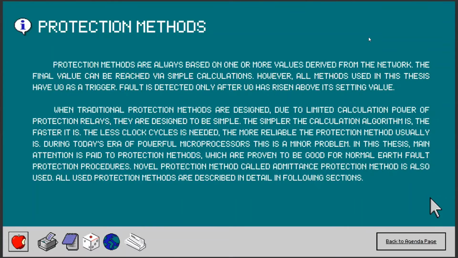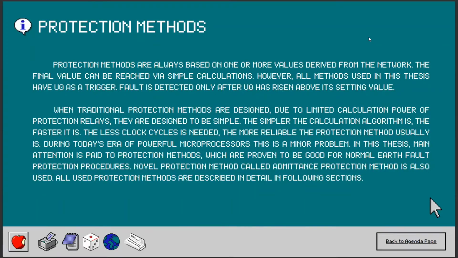So protection methods are reached through simple calculations, which can detect a fault only after the setting value is reached. When traditional protection methods were designed, due to limited calculation power of protection relays, they were designed to be simple. The simpler the calculation algorithm is, the faster it is. The fewer clock cycles are needed, the more reliable the protection method usually is.